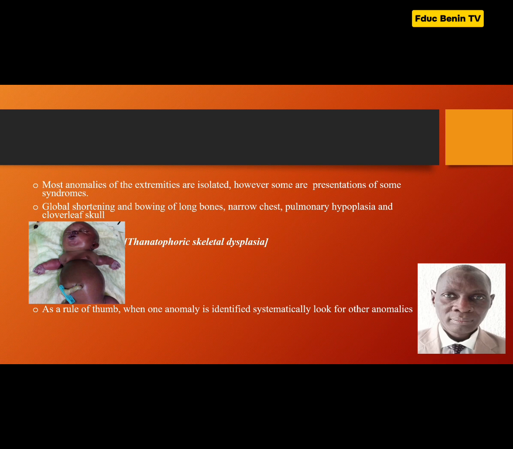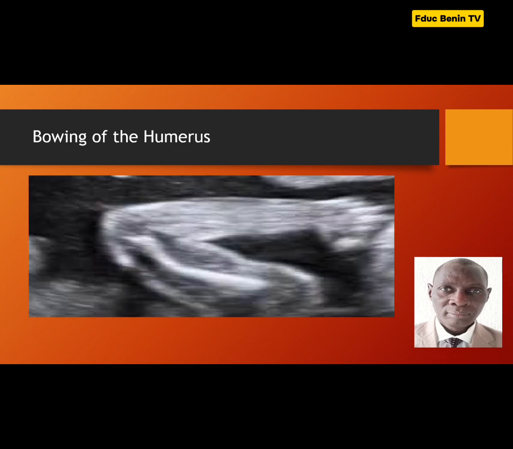Now, as a rule of thumb, when one anomaly is identified, one has to systematically look for other anomalies. Now let's look at this image. This is an image depicting the upper and the lower limb, but we are particularly concerned about the upper limb, and you can see the humerus.